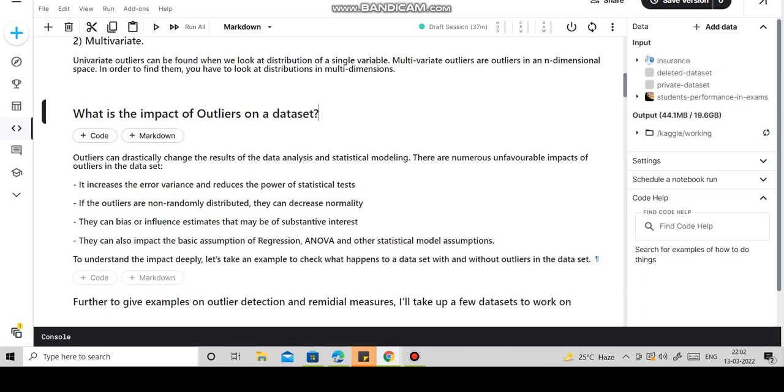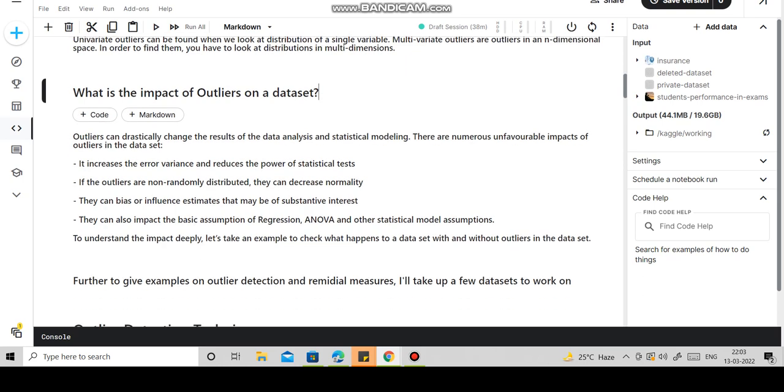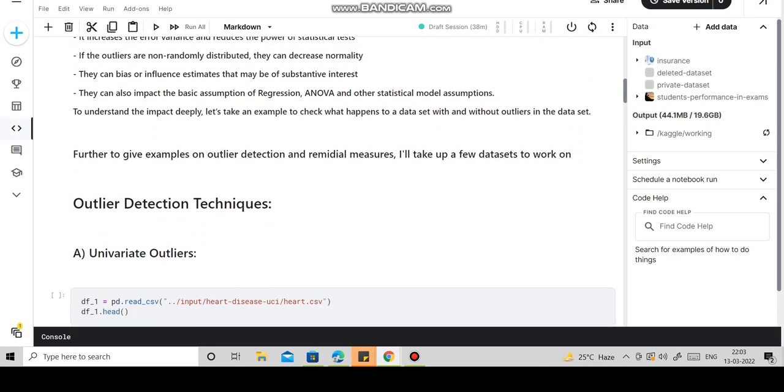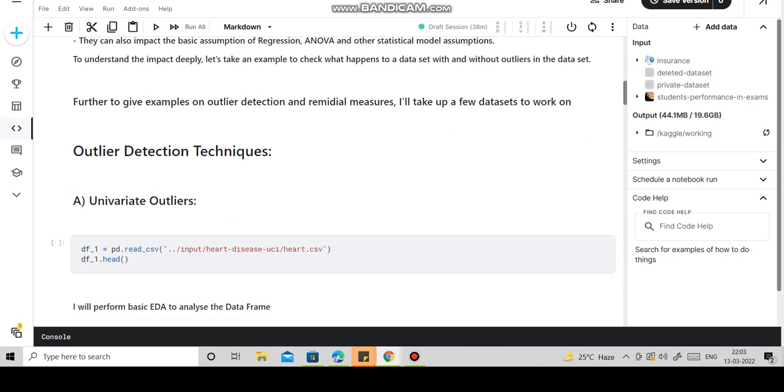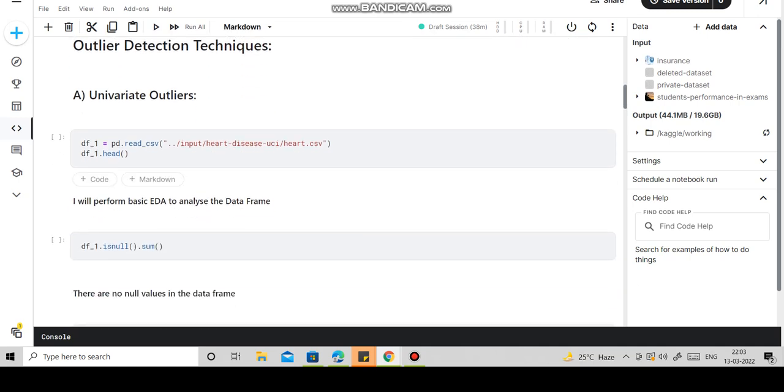They can also impact the basic assumptions of ANOVA and other hypothesis testing or even of regression. So basically, for a regression, the primary assumption is the data is normally distributed. If there are outliers, the normality is affected and hence the basic assumption is affected. So outliers can have drastic effects on our results or on our analysis. So we'll look into how to identify the outliers. Identifying them is very essential, otherwise it will affect our results. So we'll get into the identifying part.